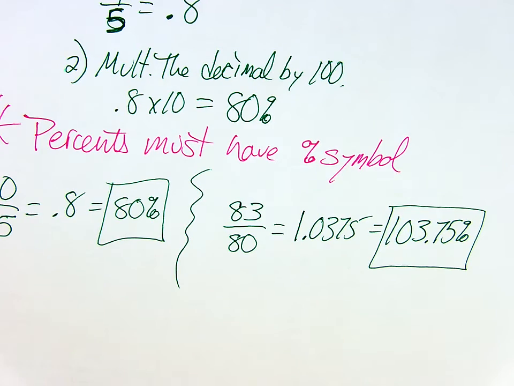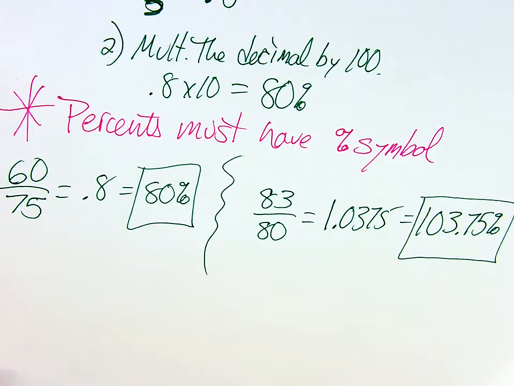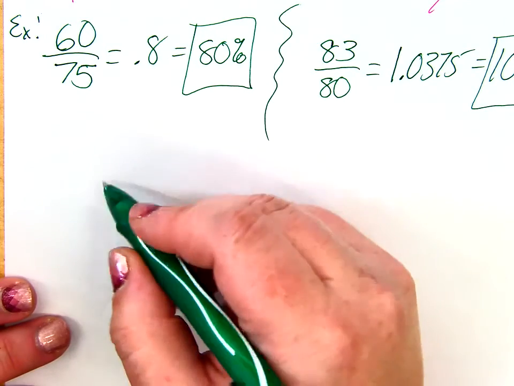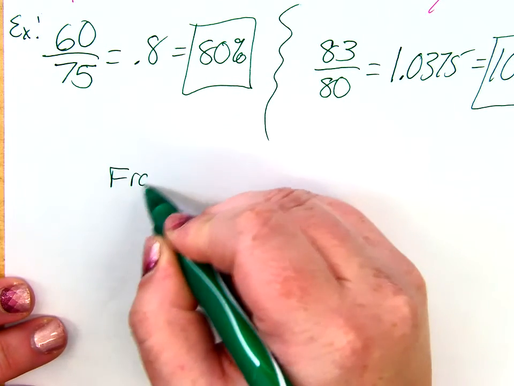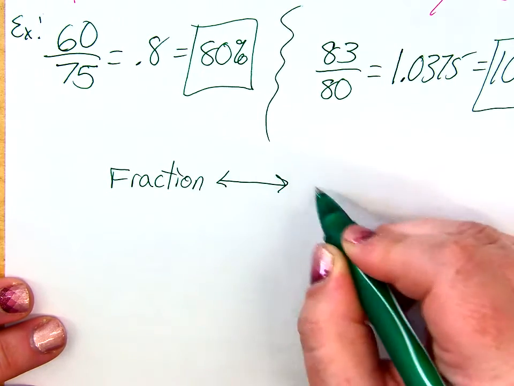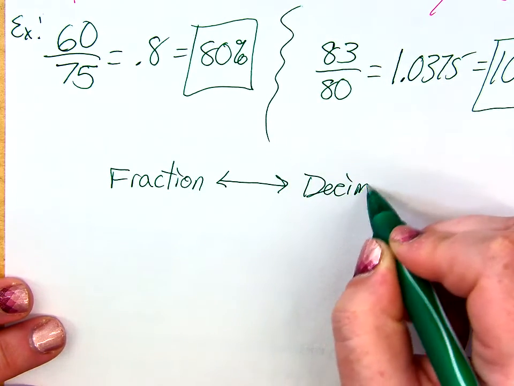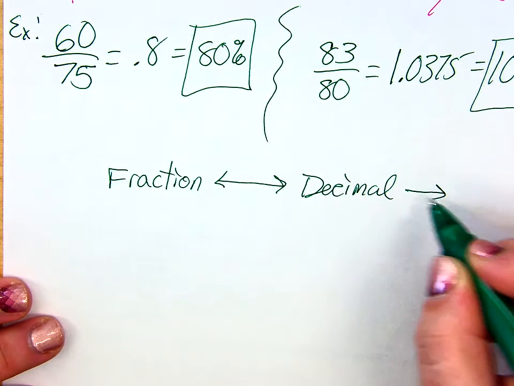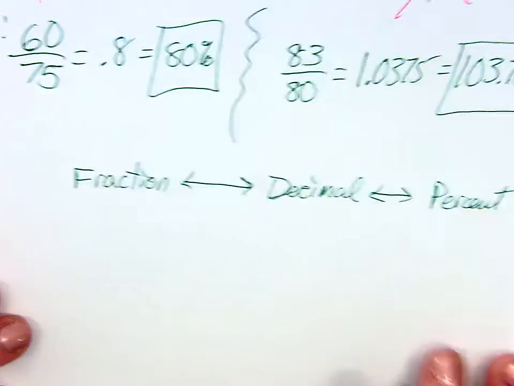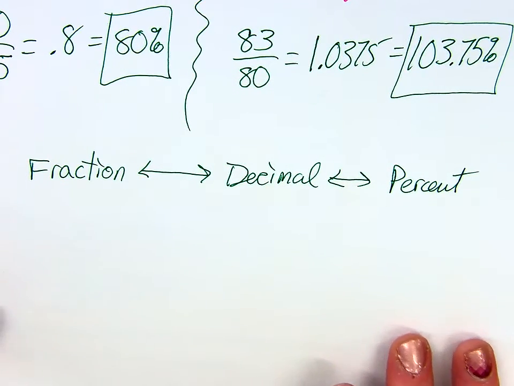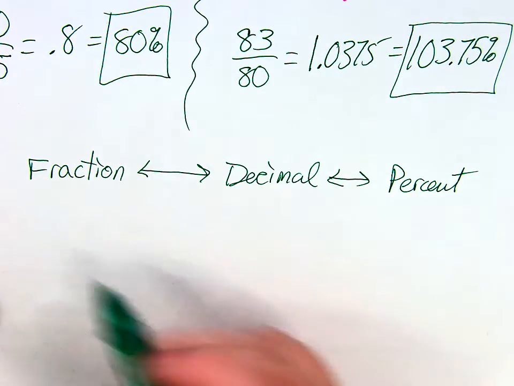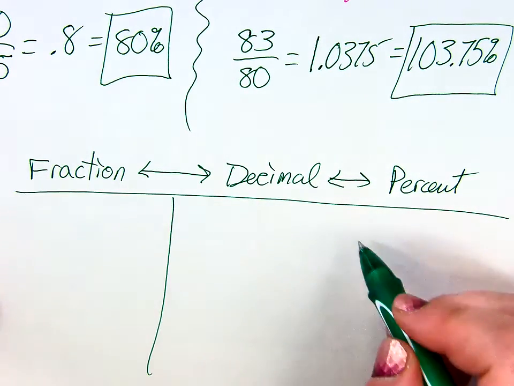What if I gave you, well, let's make a little chart. How about that? You're eventually going to have to be able to convert between a fraction, to a decimal, and to a percent. So you want to be able to pick up on any one of these and get the other two. Okay, so let's just make a little chart.